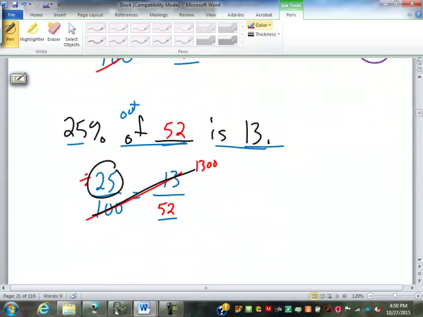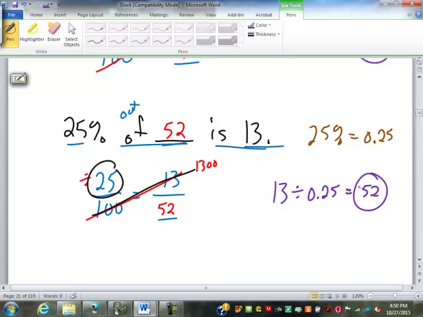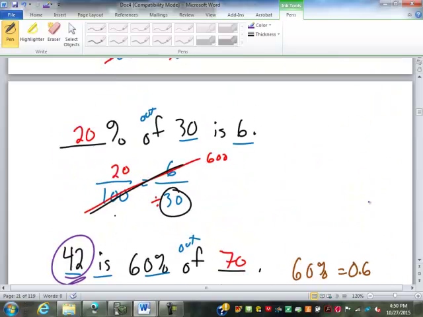25%, of course, is going to be what as a decimal? 0.25. So now in this problem, what are we going to do with the 0.25? It's not going to be 13 times 0.25. It'll be 13 divided by 0.25 to get the 52. Again, we get the same answer. We just have to figure out whether we're going to multiply or whether we're going to divide.